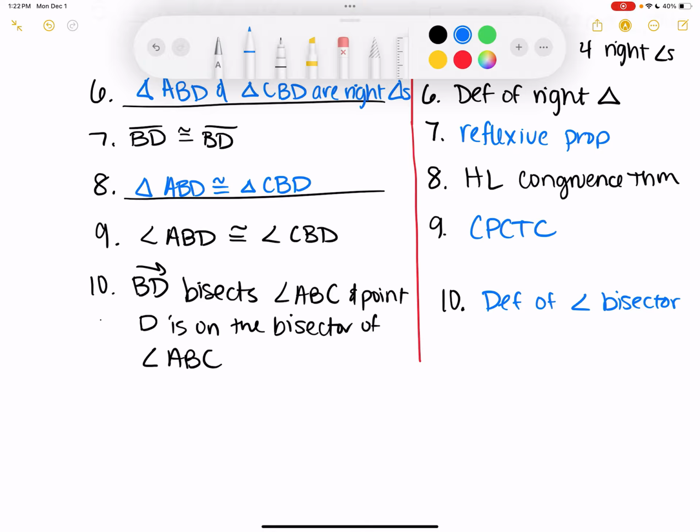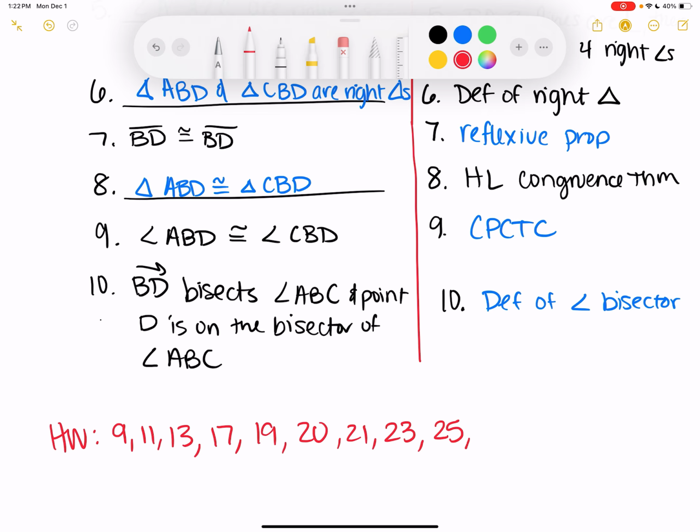All right, so obviously that one was a lot, but they had given you a lot of information, so hopefully that's helping you to start seeing some of what you need to do. Problems for this section: 9, 11, 13, 17, 19, 20, 21, 23, 25, and 29.